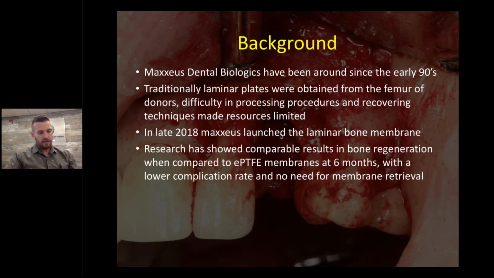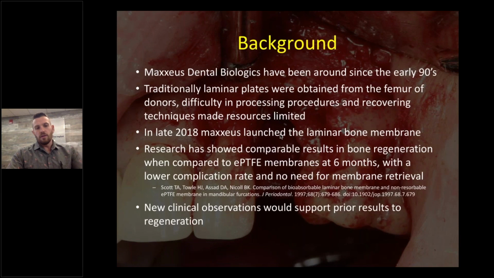When we were using these in the past, they were showing quite positive results that were comparable to the traditional way to gain vertical or horizontal guided bone regeneration, using PTFE membranes. But the PTFE membranes would have to be removed. A lot of the time they would fenestrate and could cause catastrophic failure of the bone regeneration. When the laminar plates were used, there's no reason to remove the actual plate. So the results that they were seeing were quite comparable and promising.